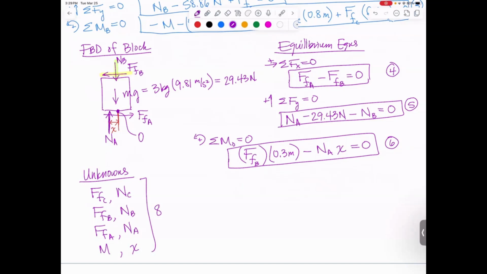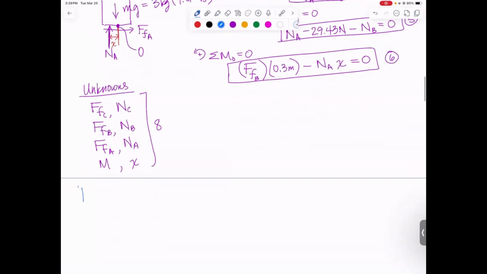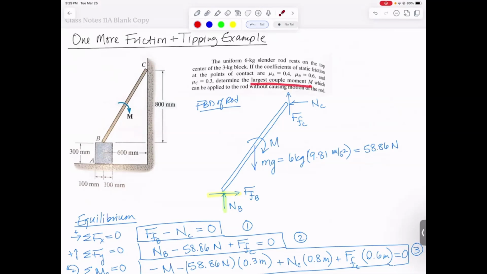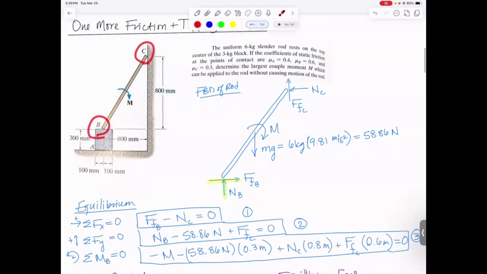So what that means is, in order to solve this, we need possible motions where we have 2 motions happening at the same time to give us 2 more equations. So let's talk through what the possible motions are. The 3 that I thought were fairly reasonable, we're looking for the largest couple moment M before we cause motion of the rod. So one possibility is the block does not move at all. And then in order for the rod to move or rotate, you're going to need to have point C slide down the wall and point B slide left. So you'll have to have slipping at C and B simultaneously.